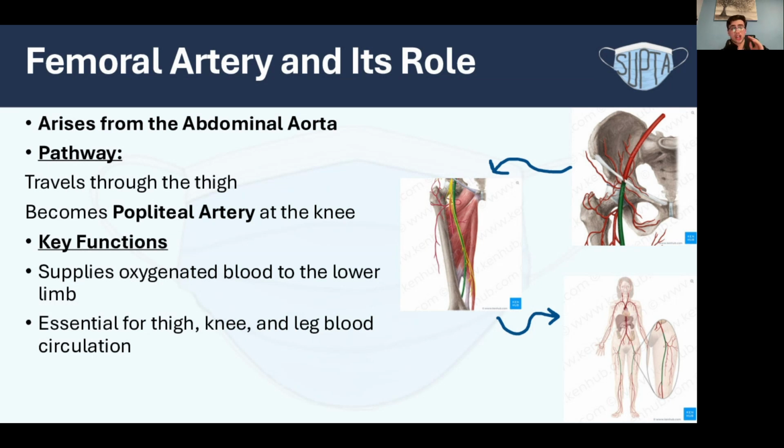In terms of the femoral artery pathway, it travels through the thigh, and then once it crosses from the back and gets into the popliteal fossa, just behind the knee, it becomes the popliteal artery. So the popliteal artery is just a continuation of the femoral artery. Just don't overcomplicate it. It's named differently because now it's in a different location and it crossed a certain anatomical landmark. So obviously the femoral artery is hugely significant because it supplies the oxygenated blood to the lower limb, and it's essential for the entire circulation of the thigh, knee, and leg.